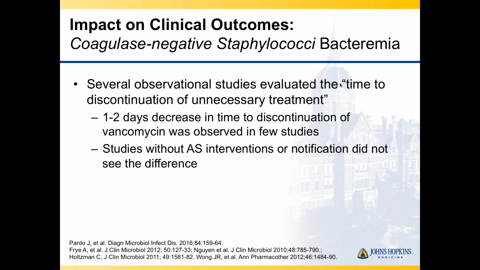So what about coagulase-negative staph? Most studies that looked at coagulase-negative staph bacteremia looked at discontinuation of unnecessary vancomycin therapy. There are several studies that evaluated that, and a few were able to show a 1 to 2 day decrease in time to discontinuation of vancomycin. Studies that utilized antimicrobial stewardship intervention or some type of notification saw the benefit, but those that didn't really saw no benefit. Again, this has to do with the translation of the results to clinicians.